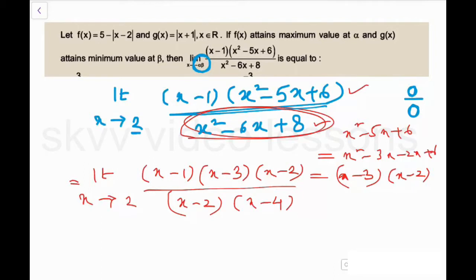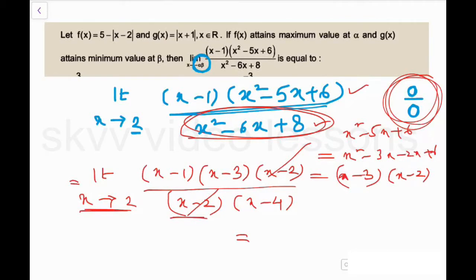अभी क्या हो गया? x वैल्यू 2 है तो ये x minus 2 जीरो होने वाला है और ये x minus 2 भी जीरो होने वाला है. इसकी वजह से हमको 0 by 0 आ रहा है. So now we are going to cancel out this factor which is giving us 0. Now you can substitute x value 2 directly in the remaining functions.